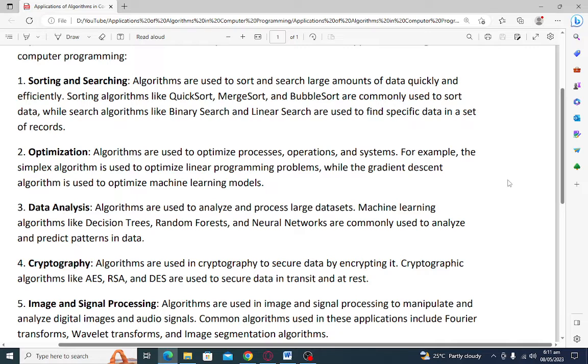Number 3. Data analysis. Algorithms are used to analyze and process large datasets. Machine learning algorithms like decision trees, random forests, and neural networks are commonly used to analyze and predict patterns in data. Number 4. Cryptography. Algorithms are used in cryptography to secure data by encrypting it. Cryptographic algorithms like AES, RSA, and DES are used to secure data in transit and at rest.